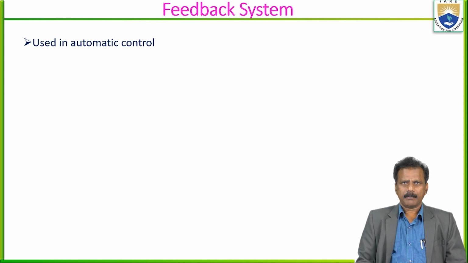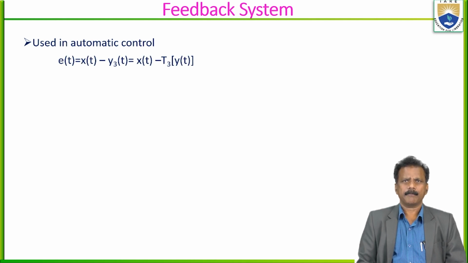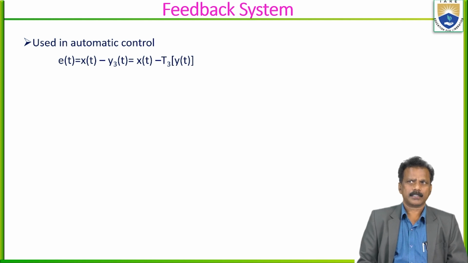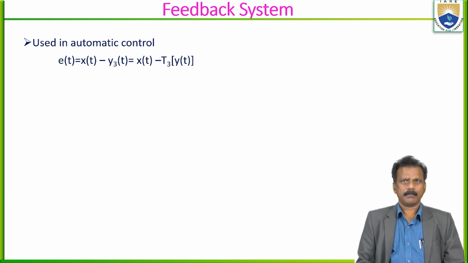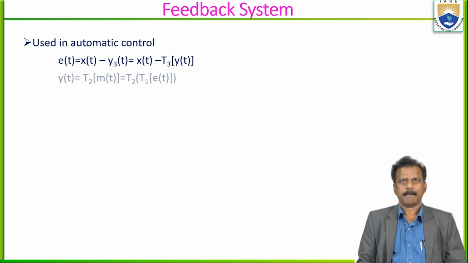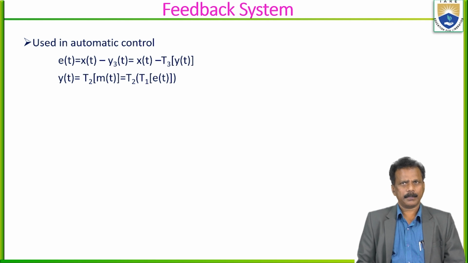Next, come to the feedback used in automatic control. E of t is equal to x of t minus y3 of t, which is equal to x of t minus T3 of y of t. So here we calculate the output response: y of t is equal to T2 of m of t, which is equal to T2 of T1 into e of t.